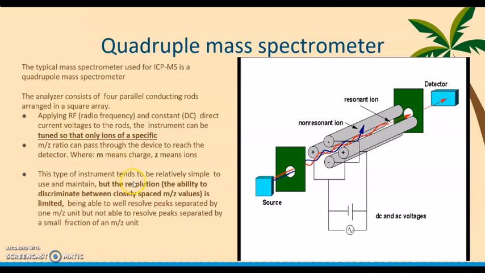So, ito po madalas ginagamit po natin, lalong-lalo na pagdating dito sa mass spectrometer. This type of instrument tends to be relatively simple to use and maintain kasi nga, di ba, nagagalaw po natin yung radio frequency and the direct current voltage doon sa gusto po nating ma-determine na specific ion.